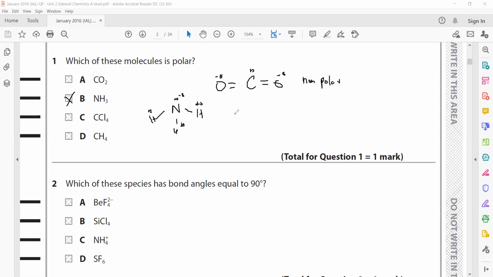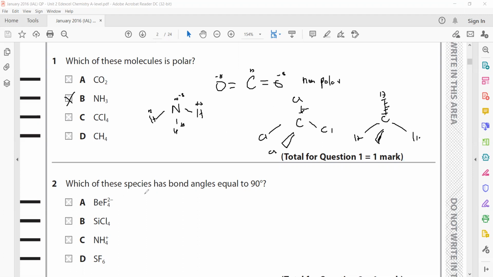Why not C or D? Because in carbon tetrachloride, identical bonds are there and symmetry is there in the structure. That's why the molecule will be non-polar. Even though the bonds are polar, the molecule will be non-polar.